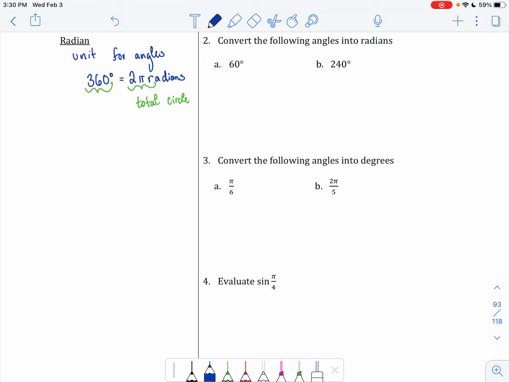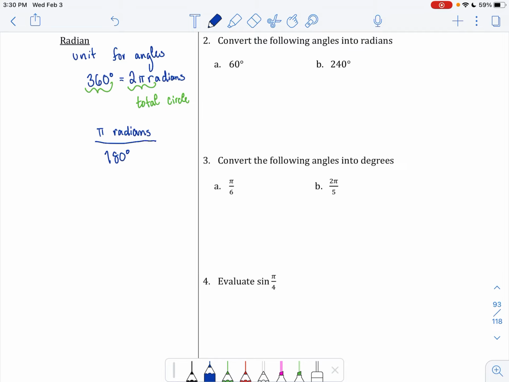So you might also use the conversion factor of pi radians, and you can write it as a fraction for stoichiometry, which is what we'll be doing sometimes, 180 degrees, which is just our simplified conversion from 2 pi is equal to 360, pi is equal to 180. Now, convert the following angles into radians.